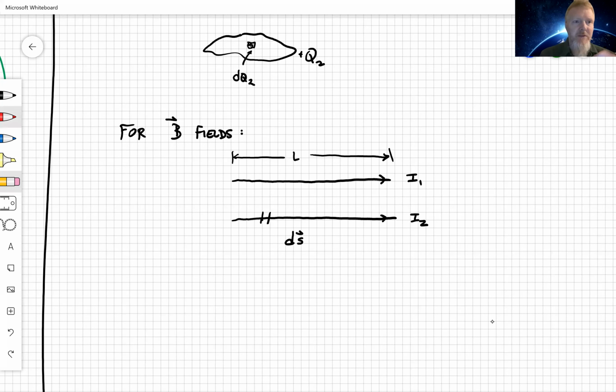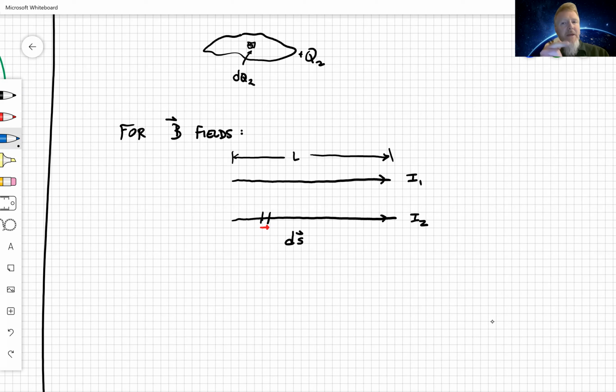All right, so we'll say ds. We're going to say ds has the same vector nature as the current. So for ds, it's going to be that little piece right there. Okay. All right. So then that little ds piece of current is going to cause a force on I1. So suppose that we're looking at I1 here.